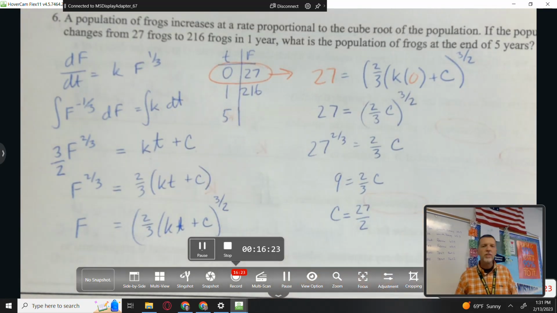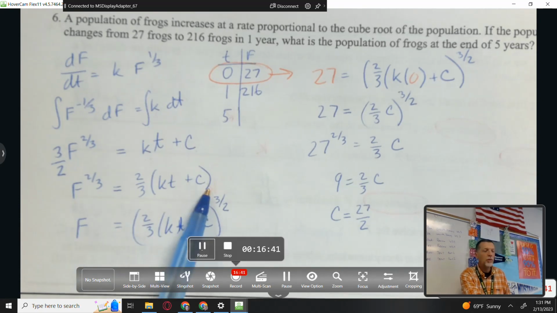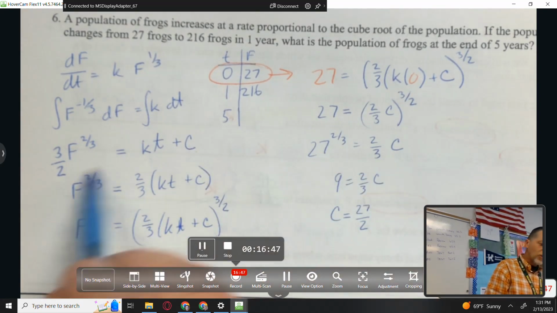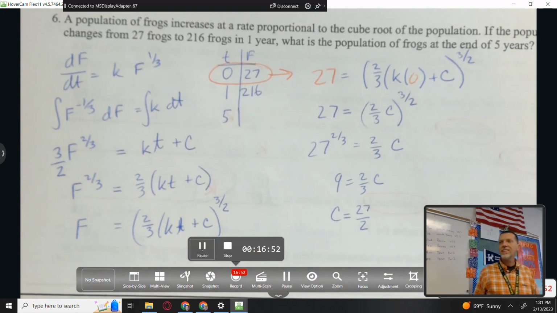27 over 2. Would it have been easier to not multiply each side by the 3/2 in the first place and just keep the... Probably. I'm realizing that now. So Mia's question is, skip that step, don't solve for F yet, jump back to here, solve for K and C, and then solve for F at the very end. Yep.